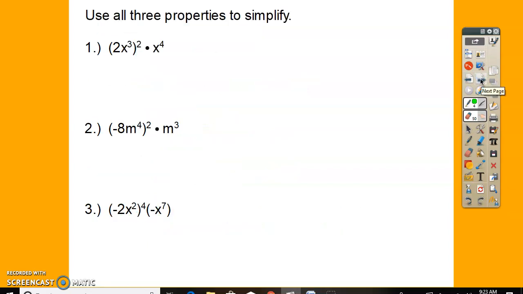Now, these last examples are combining all of those skills together. So you have to use all of the different pieces of it, right? So in the first one, you're going to multiply the exponents first. Then you have to add the exponents at the end. Okay, so I'm just going to go through and put the work in here for these.